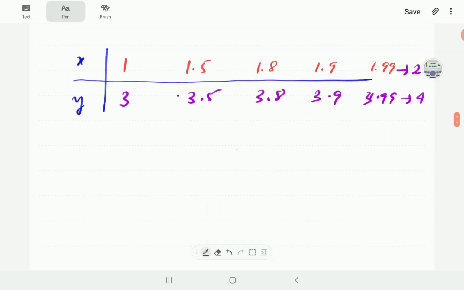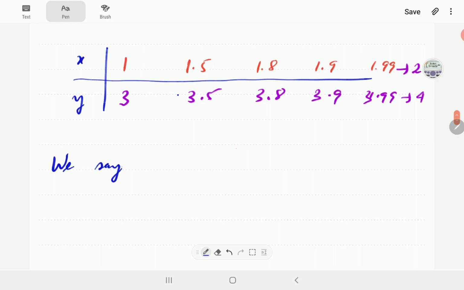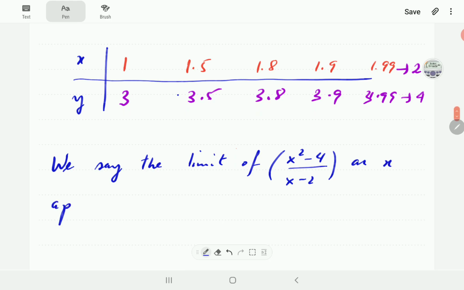Okay, so mathematically, we say the limit of our f of x, which is (x squared minus 4) over (x minus 2), we say the limit of this function as x approaches 2 from the left, we say this limit is equal to 4.